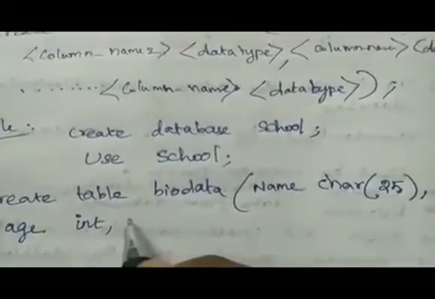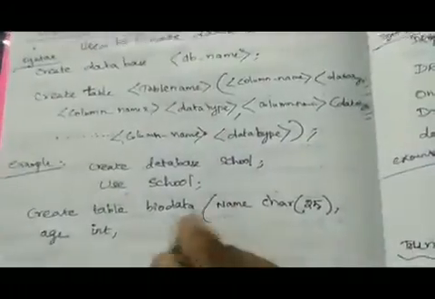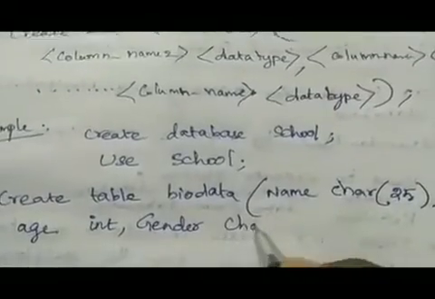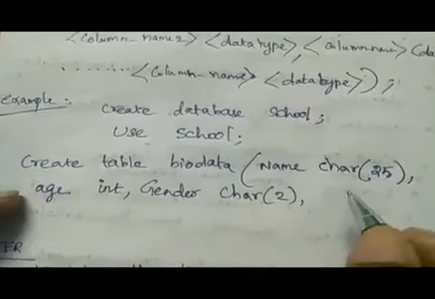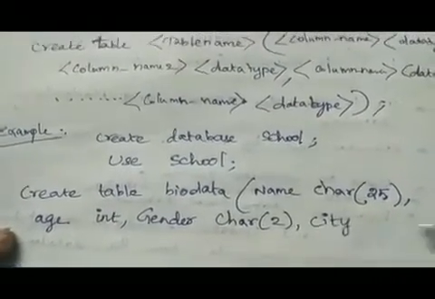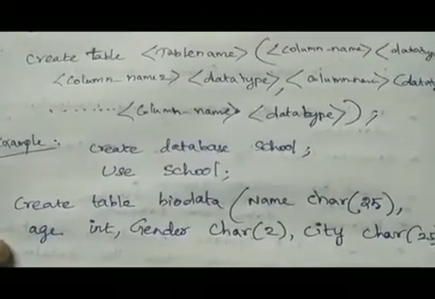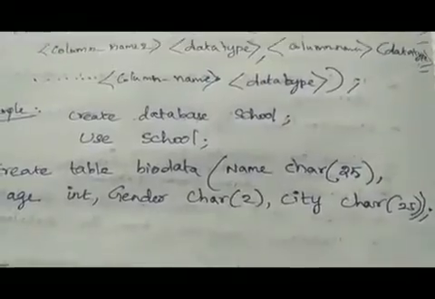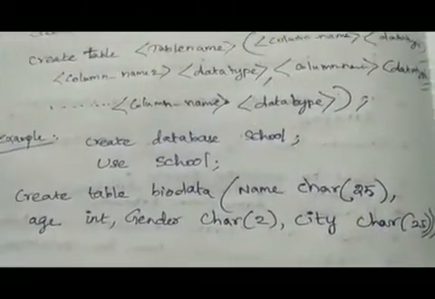And then the next one: name, age, gender, city. So what is gender? Gender comes in only one character, so we can specify character 2. That's all. And then the next one is name, age, gender, and here we are going to specify the city. City must be in character, 10 characters or 25 characters. What is the size? It's up to us. We can specify. After that, the terminator semicolon. So this is a command which is used to create a table biodata.